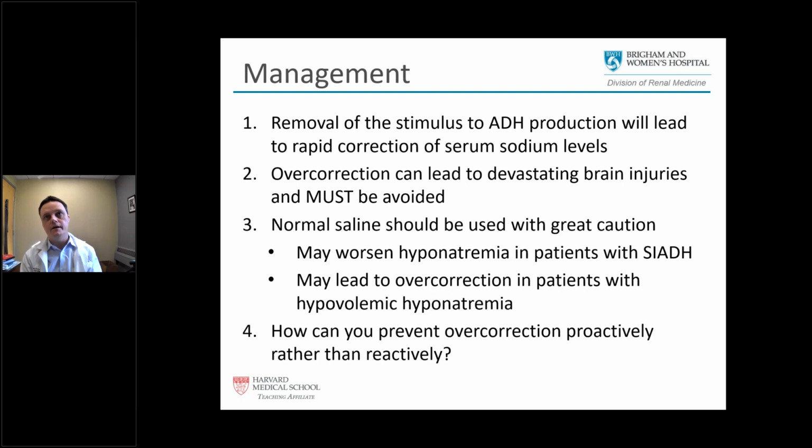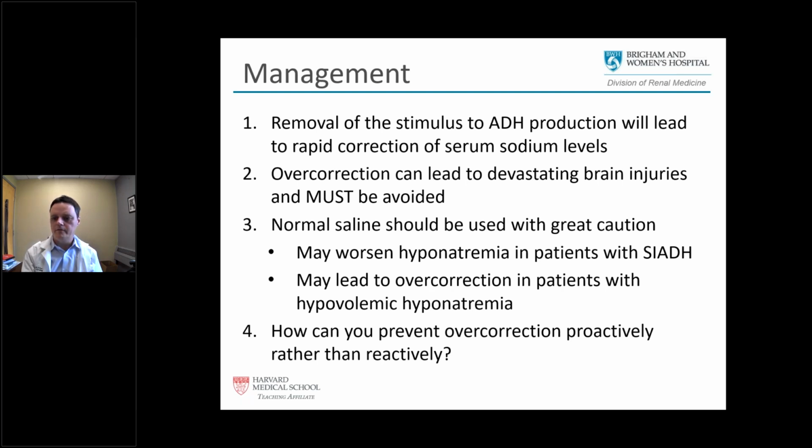This is really important, and I have to say that this was the thing that kept me up late at night most of all when I was managing these patients when I was a junior attending, because I worried about this. I would be up half the night checking their labs to make sure they weren't overcorrecting, because it is absolutely, unquestionably indefensible if a patient suffers a brain injury because of overcorrection. That means we have done our job incorrectly.